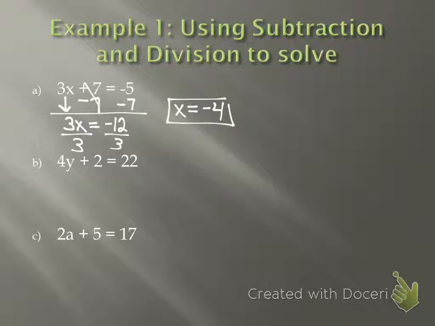Now, you will be asked to check these solutions, and you check them the exact same way by substituting it back into the original. 3 times negative 4 is negative 12, plus 7 would give you negative 5.